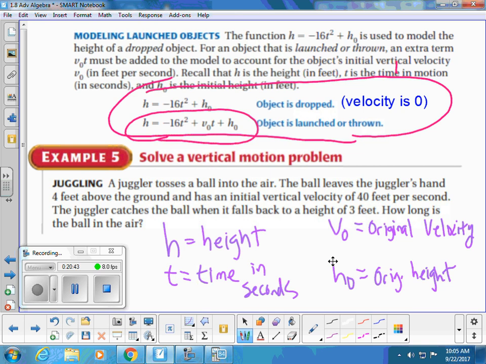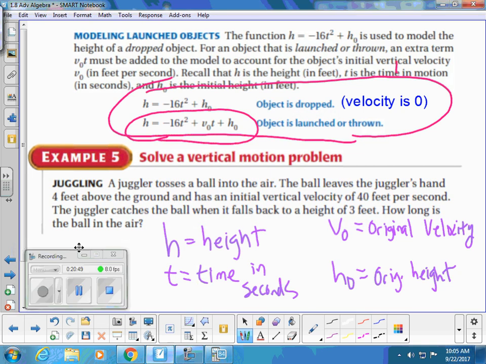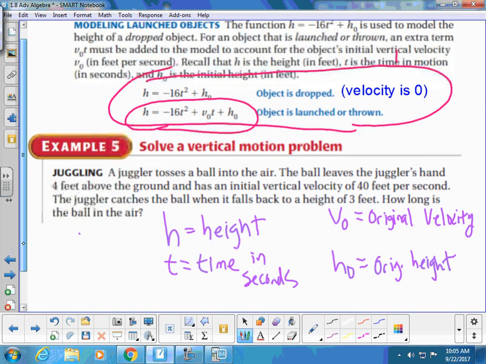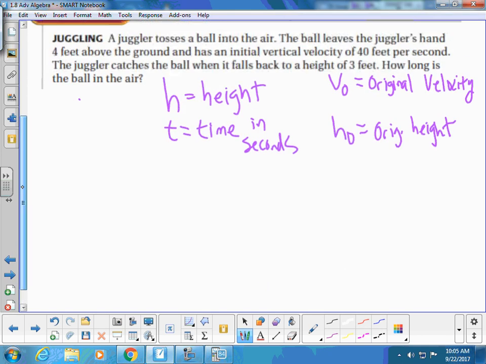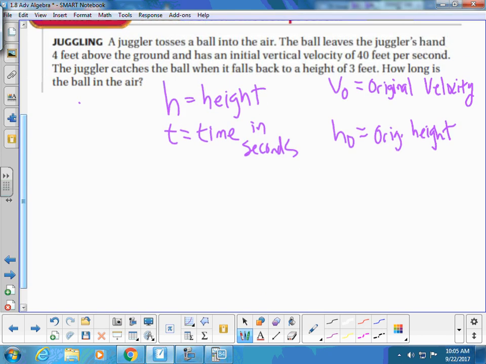Alright, now that we got the formula, we want to try this juggler problem. A juggler tosses a ball in the air. It leaves the juggler's hand 4 feet above the ground. That's going to be our original height. And has an initial velocity of 40 feet per second. That's going to be our original velocity.